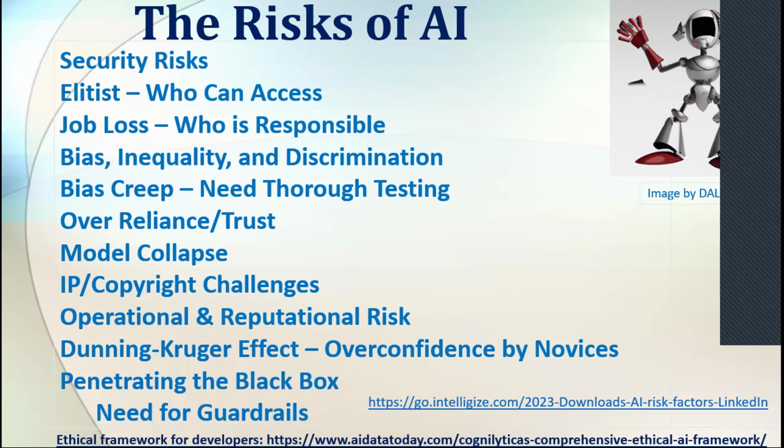And bias creep, that can evolve over time. Over reliance, model collapse, I was talking about all the junk that's going in Google searches. The internet could theoretically and possibly will collapse with all the junk that's going in there. Intellectual property, copyright issues, operational and reputational risk, Dunning-Kruger effect. A novice will say, oh, this is right. Remember my 46% on the exam? Oh, but it sounded so logical.